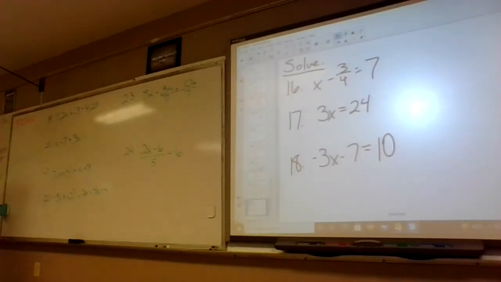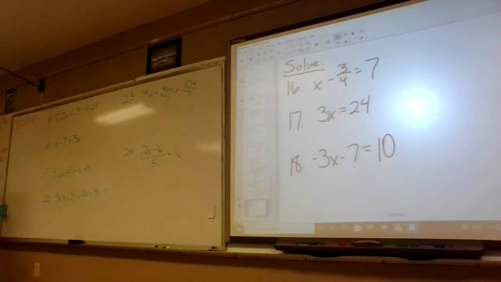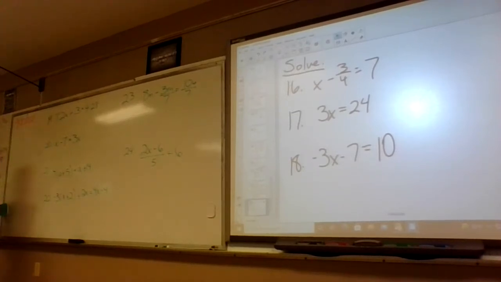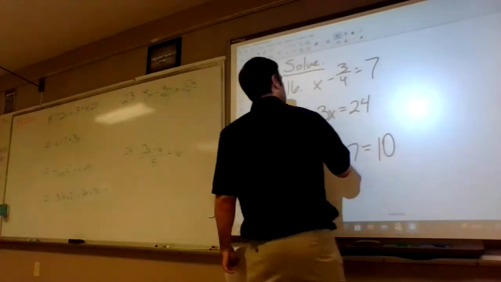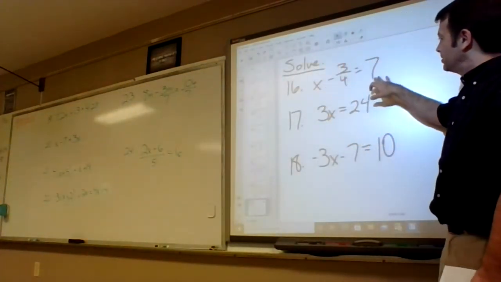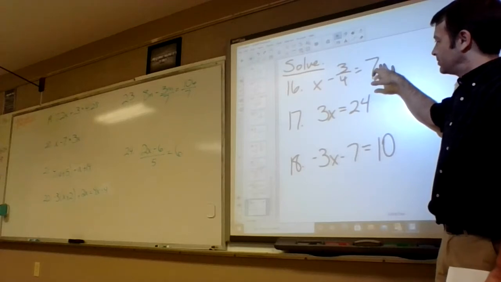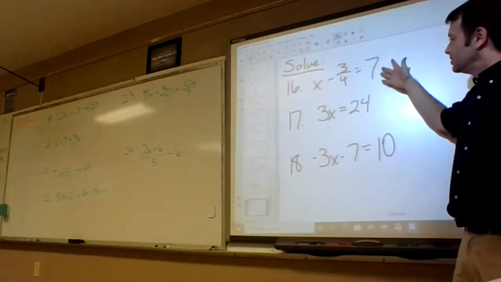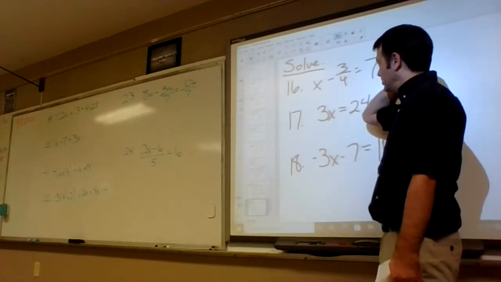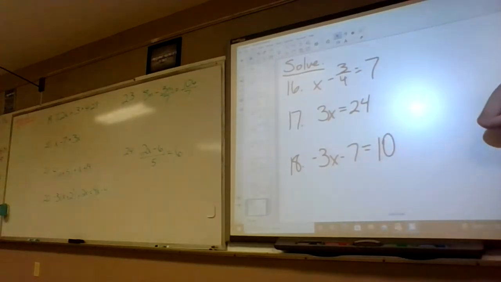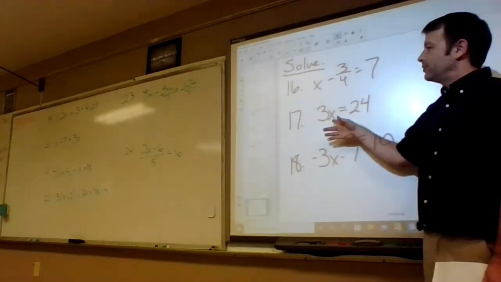Let me make sure. All right, are we done with 16 through 18? Yeah. Okay, so what's your step on 16? You just add 3/4, so it's 7 and, what's 7 plus 3/4? 7.75. 7 and 3/4, right? 7 plus 3/4 is 7 and 3/4.